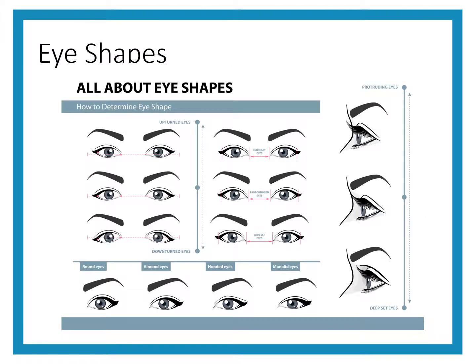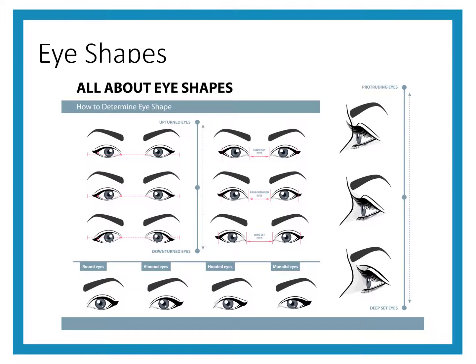So the next thing that we sometimes consider when we are talking about cosmetics and how to apply our cosmetics is our eye shape. Now there are about 6 basic eye shapes. If you look along the bottom of this chart, you see round eyes, almond eyes, hooded eyes, and monolid eyes. You also see at the top upturned eyes or downturned eyes, and you can see there's a range of those, but they're either going to fall within that upturned or downturned range.